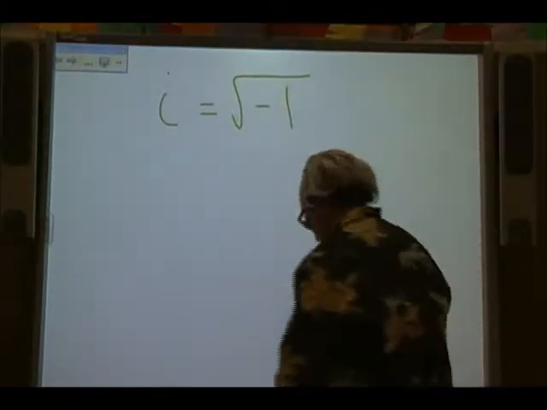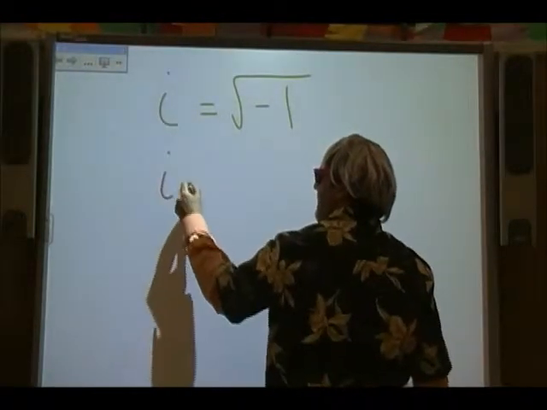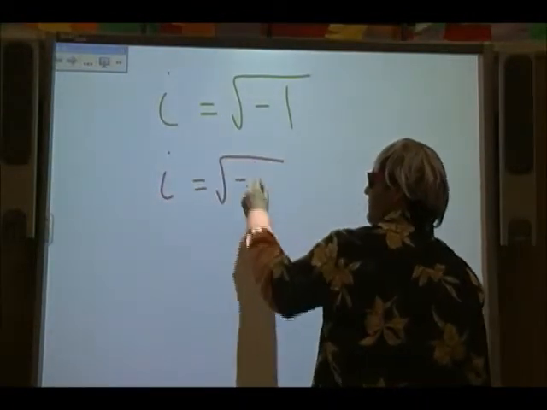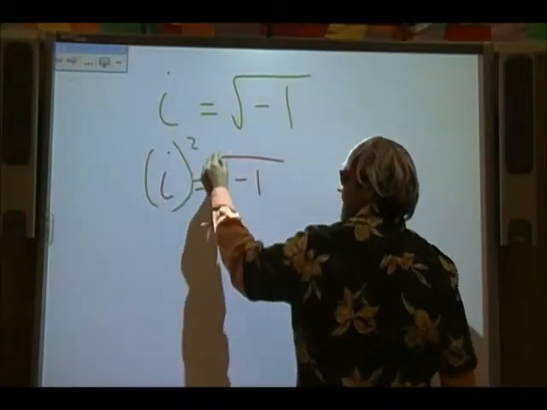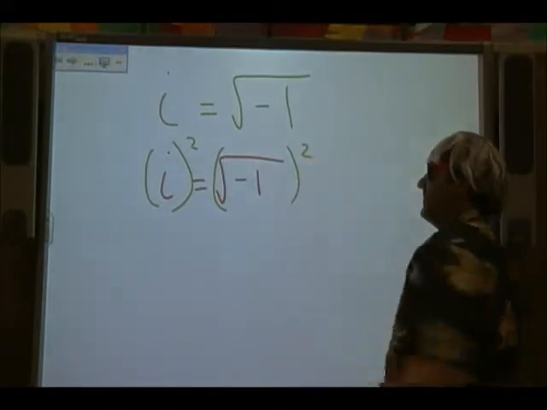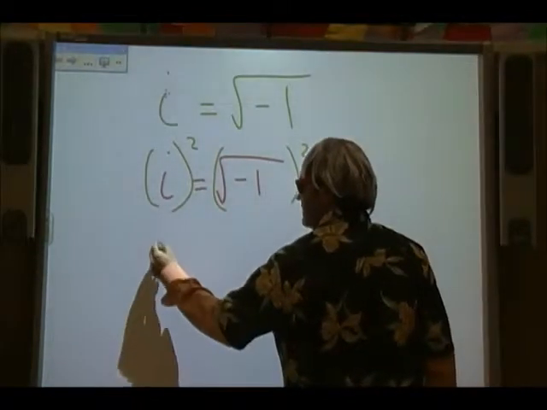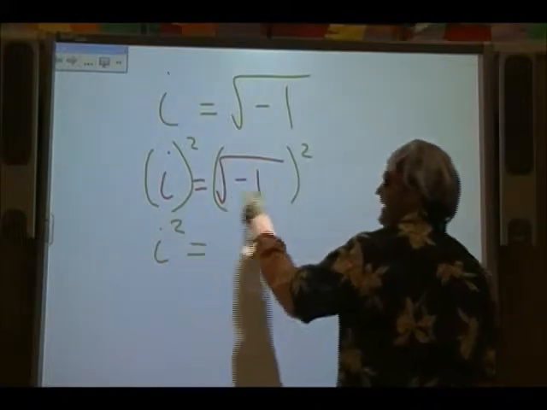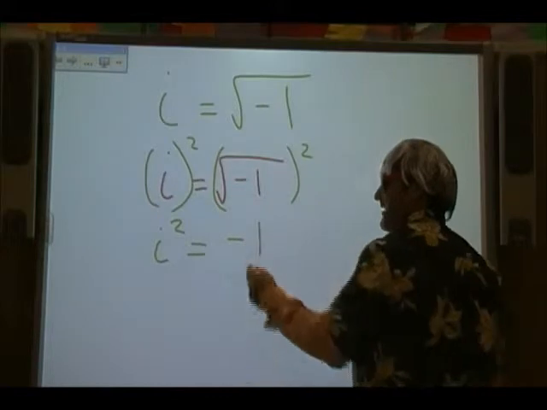Let's play around. If I were to square this, i equals square root of negative 1, well, then what happens? Here I have i squared, and here a square and a square root cancel, and I'm left with negative 1.